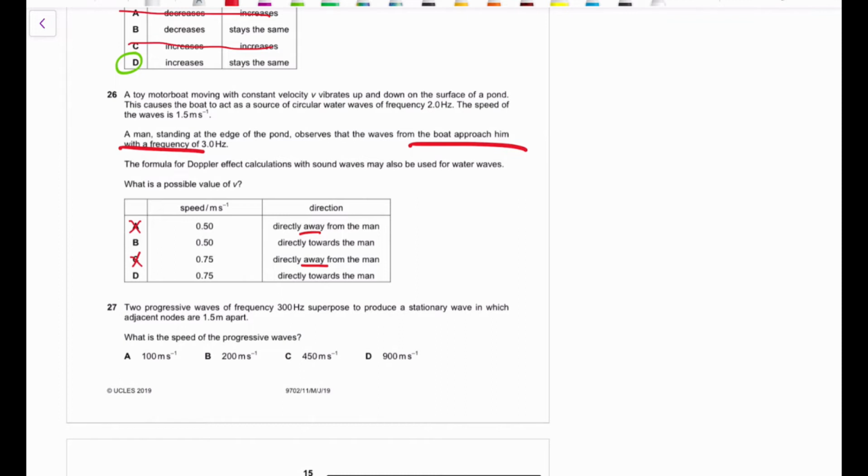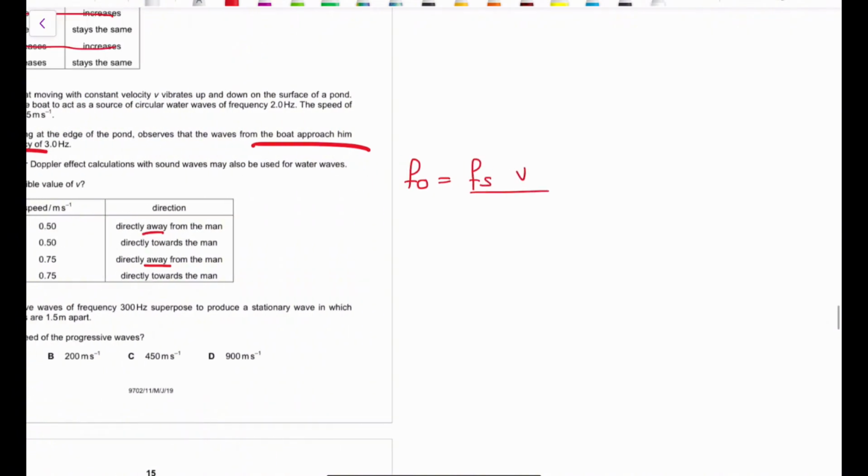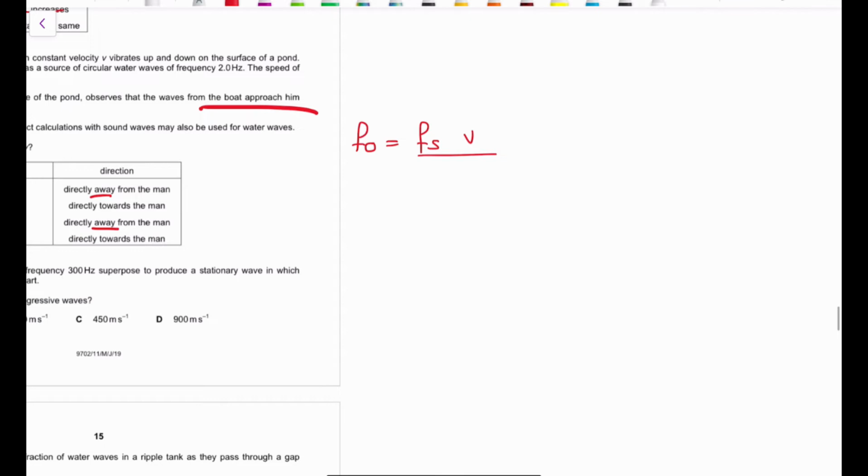So from the Doppler effect, we know that F, the observed frequency, is going to be F_s V over V plus or minus V_s. But what's going to depend is that if you move towards something, you're going to use V minus V_s. But if you move away from something, you're going to use V plus V_s. Those are the two things that you must be keeping in mind.